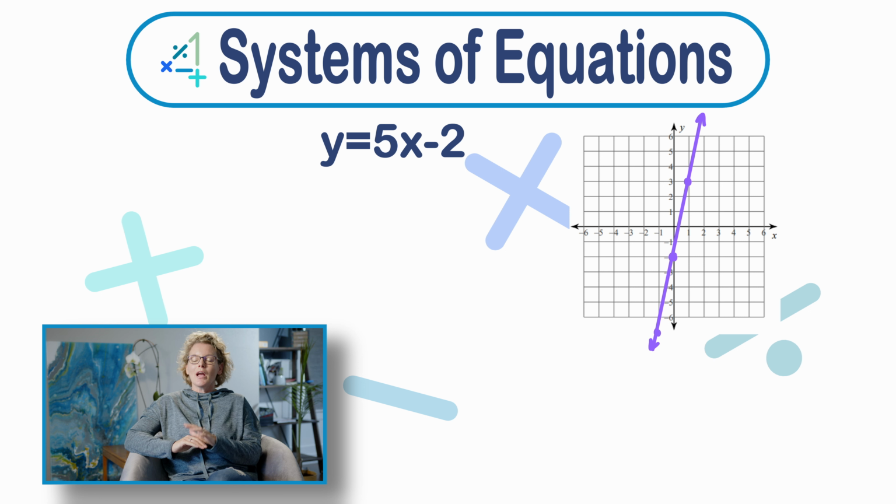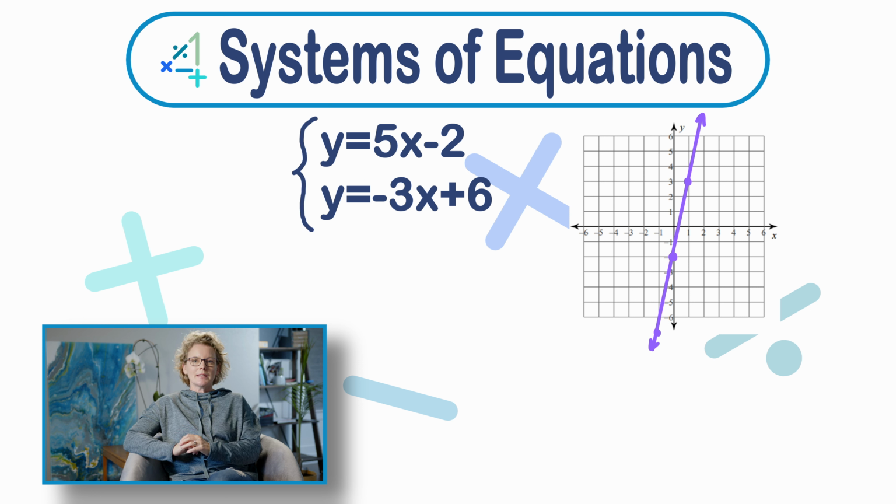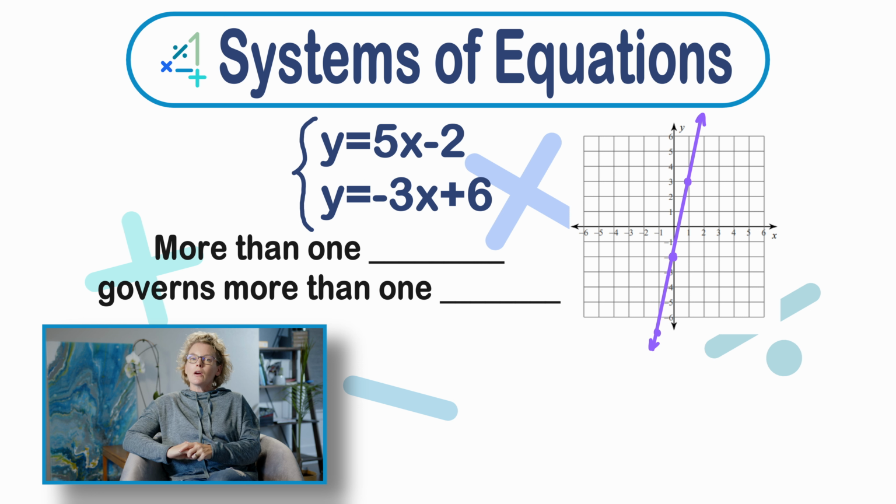It is not a system of equations until we incorporate another equation into the mix, like y equals 5x minus 2 and y equals negative 3x plus 6, usually connected by the set symbol to show that they are connected to each other. It means that we need to find the x and the y that work in both of these equations. If I had to use words to define a system of equations, I would say that they are when more than one equation governs more than one variable.